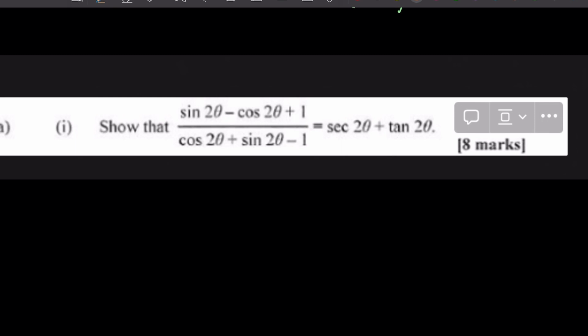Okay, now that I've rehydrated myself, we can actually write this question. So in this case, what we can do is just expand these. So we have sine 2 theta minus cos 2 theta plus 1 over cos 2 theta plus sine 2 theta minus 1. Don't worry about the right hand side just yet. We're going to focus on the left hand side because it has more information and we can do more with it.